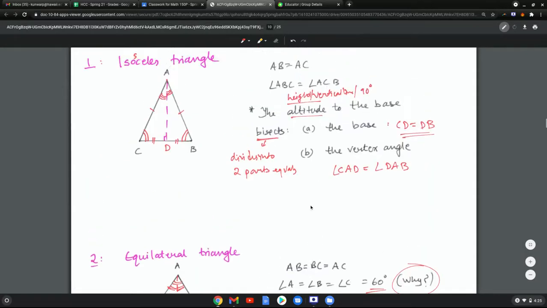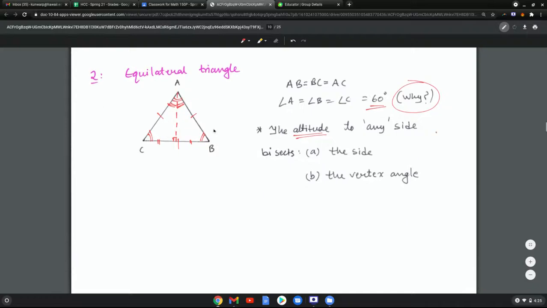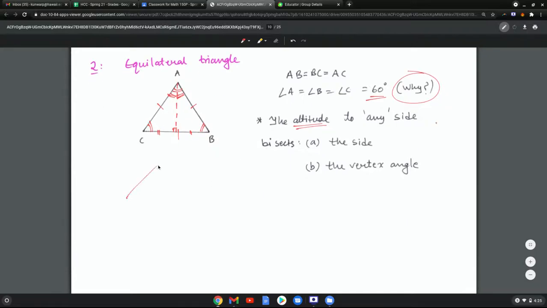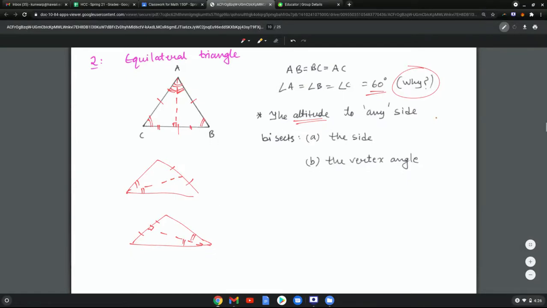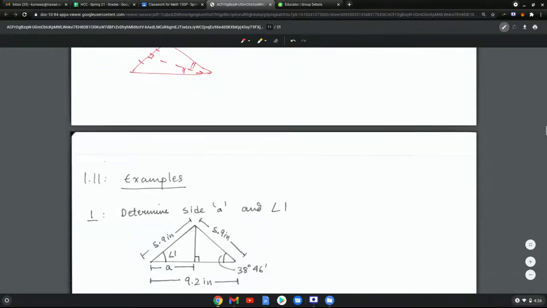So the difference here is that this is the altitude to the base, meaning it is the altitude in between the two sides that are equal. Whereas in an equilateral triangle, even if I drew an altitude here, these are going to be equal and this angle is going to be equal. And if I draw an altitude from this third point, again, these are going to be equal and these angles are going to be equal. So it's a more powerful result in the case of an equilateral triangle.